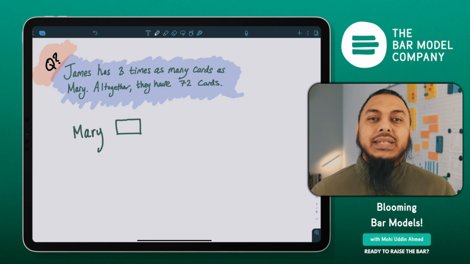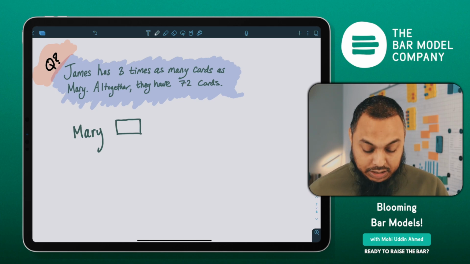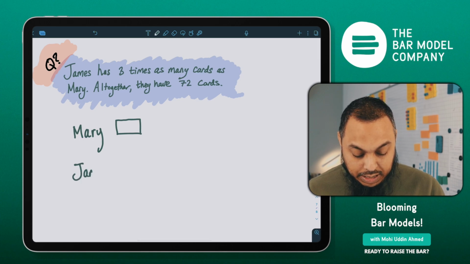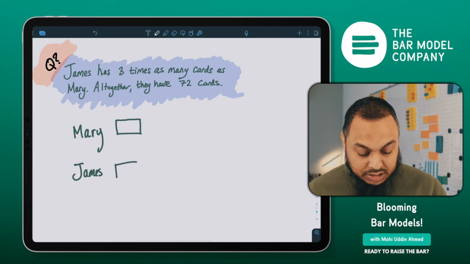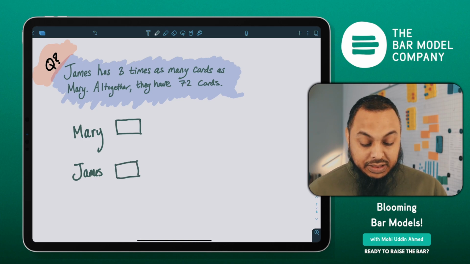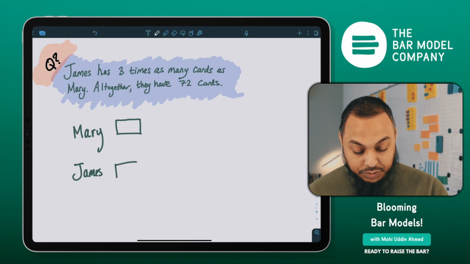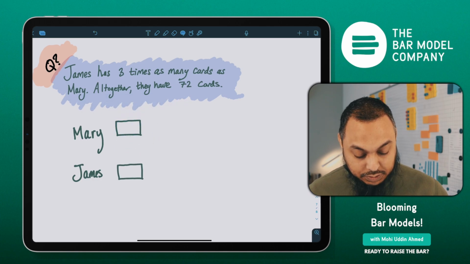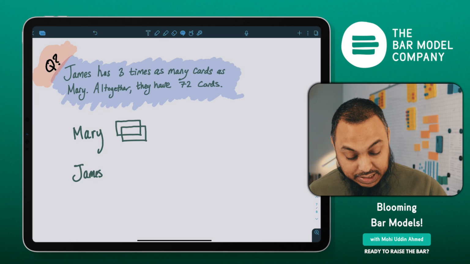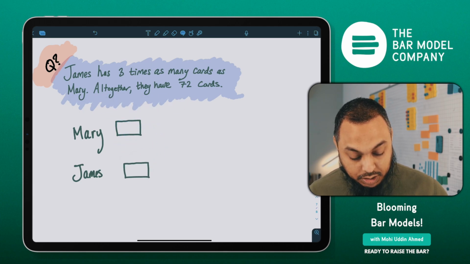How am I going to represent how many James has? Let's write down James and let's try to draw a model for James. Class, what does this represent? This represents that James and Mary have the same amount, right? So I'm just going to duplicate that so it's precise. There we are, and drag that down. Okay, so this represents that James and Mary have the same number of cards.